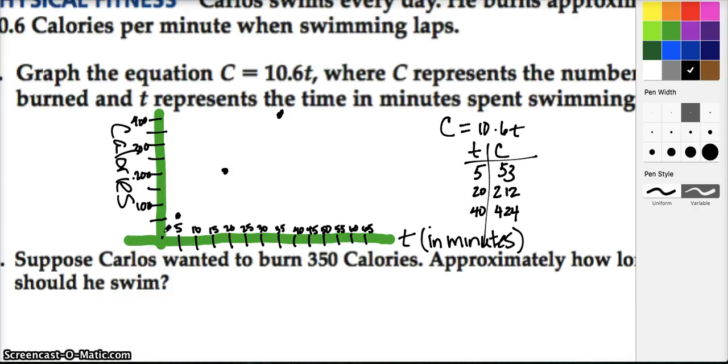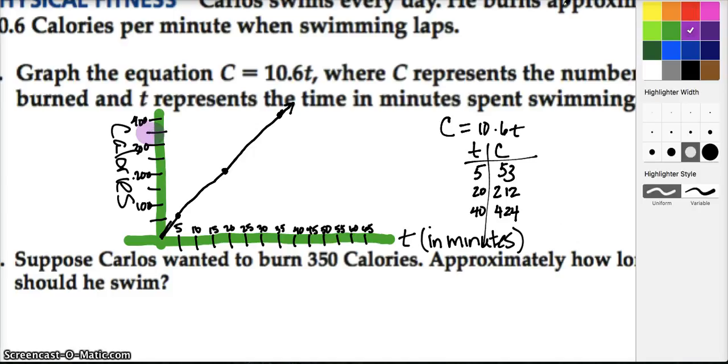And then I'm just going to draw a line. At 0, I should be at 0, which makes sense, right? If he doesn't do any swimming, he doesn't lose any calories, at least not that way. And so my graph looks something like this. Then it asks me, suppose that Carlos wants to burn 350 calories. I go to my calorie section and I identify where 350 is, and 350 is about here. Let me make this a little bit smaller. So 350 is around here.